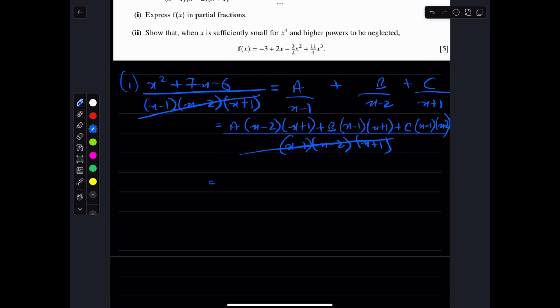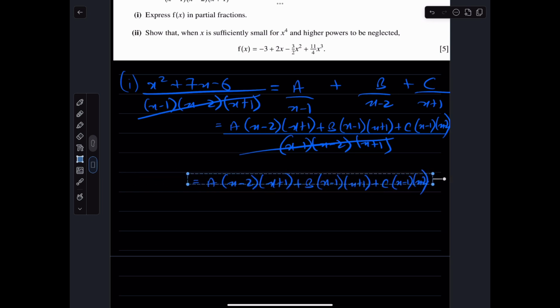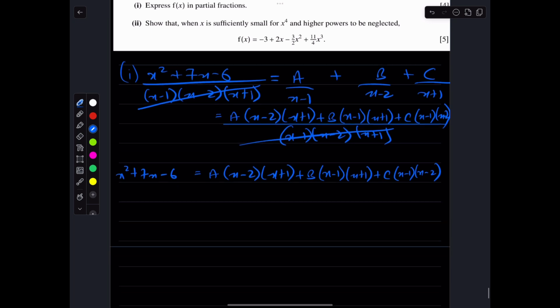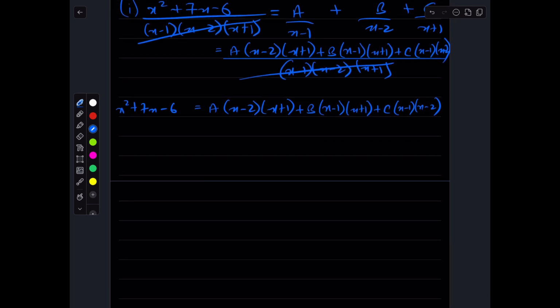This leaves us with a simple equation which you can write in one line essentially. I just copy this down and paste this. Just a second. X minus 2. And then just copy down the quadratic x square plus 7x minus 6 from above. Then I'll apply the cover up method since it is much easier and faster than comparing coefficients.